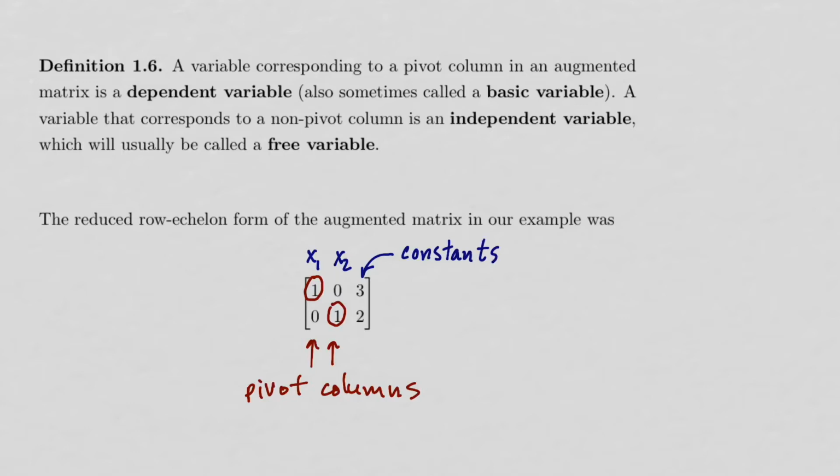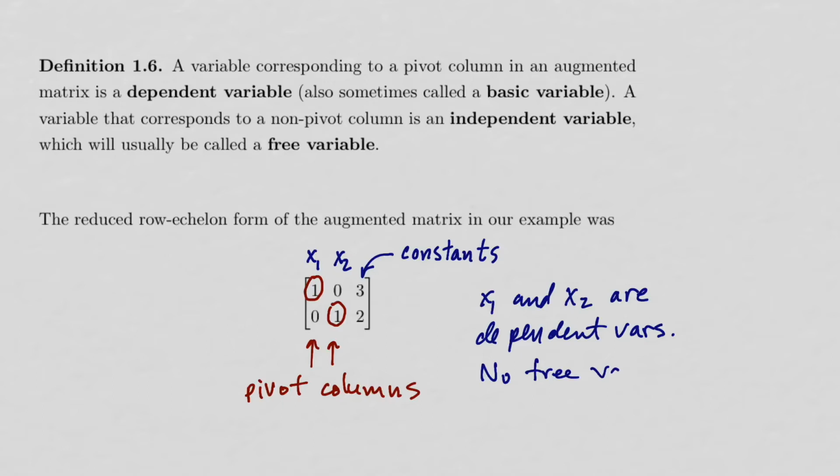Because every variable column here is a pivot column, these are both dependent variables, and there are no free variables in this particular system. So we could say x1 and x2 are dependent variables. And there are no free variables in this particular system. Some systems have them, some systems don't. Every system has at least one dependent variable.